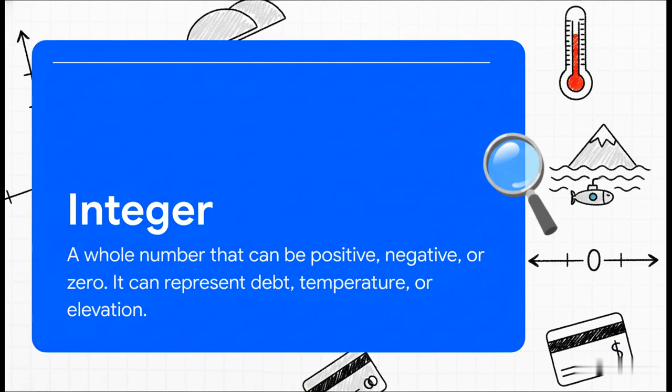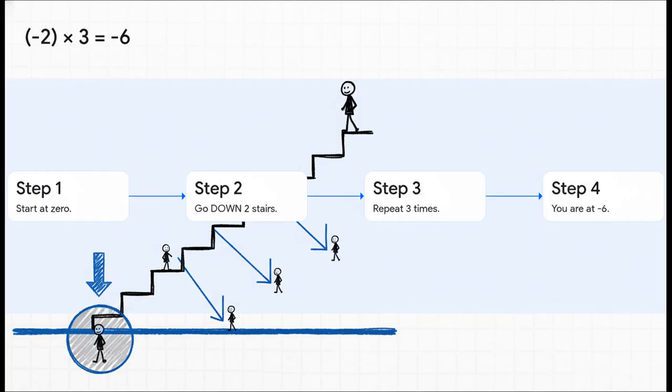Think of a thermometer dropping below zero, owing money on a credit card, or your elevation being below sea level. These aren't just some abstract math ideas, they're all around us in the real world. So why does a negative times a positive equal a negative? I mean, it feels weird, right?